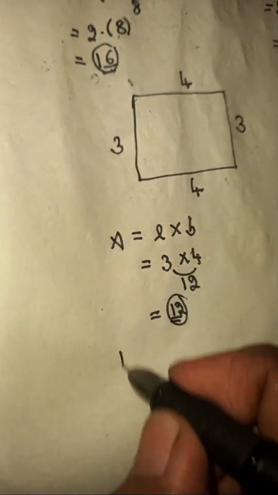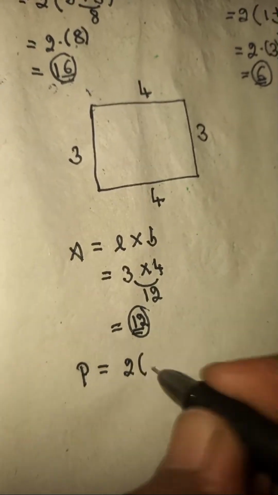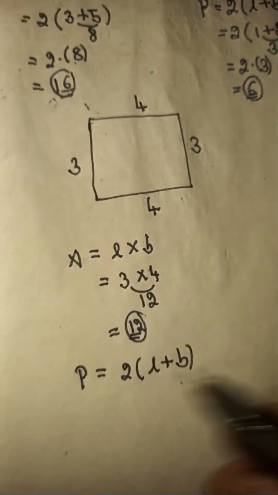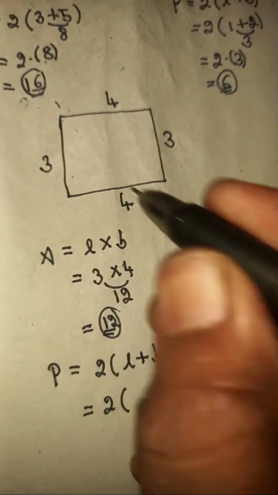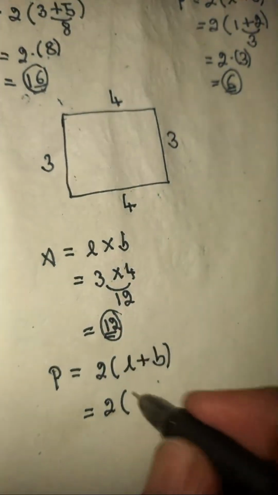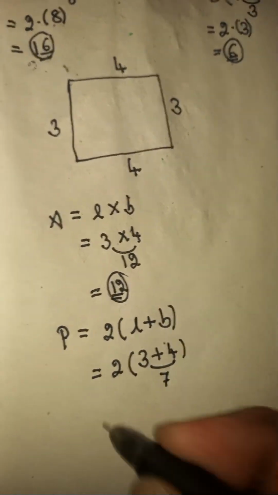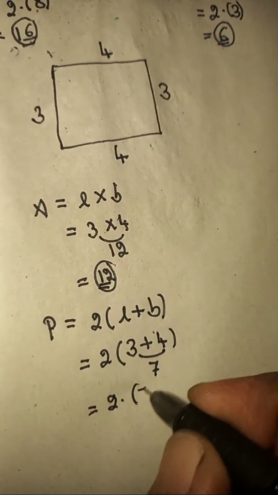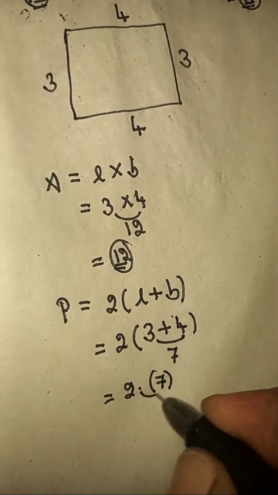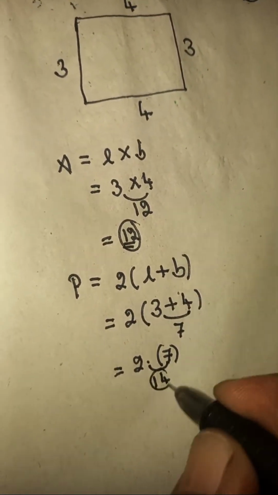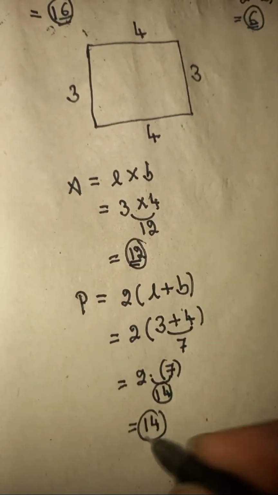Now the perimeter equals 2 times length plus breadth. 2 times length plus breadth means 3 plus 4. You need to add that, 3 plus 4 becomes 7, and 2 times 7, if you multiply, you are going to get 14. So it is 14 units.